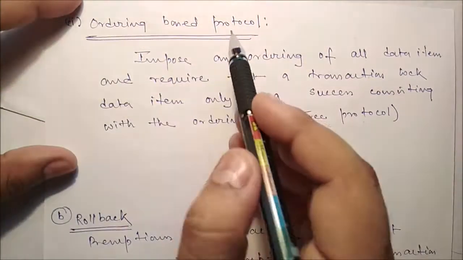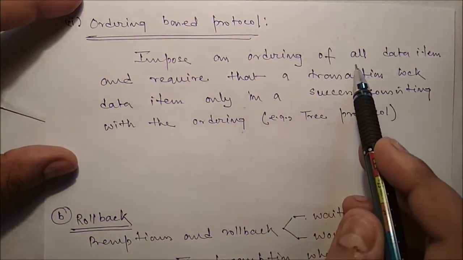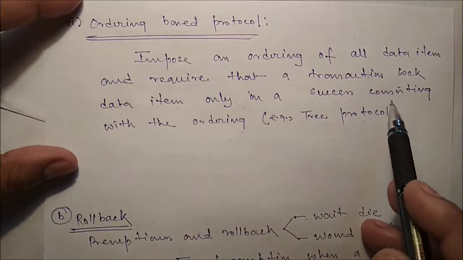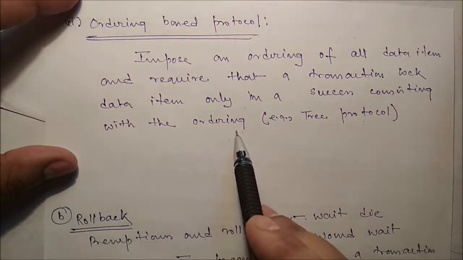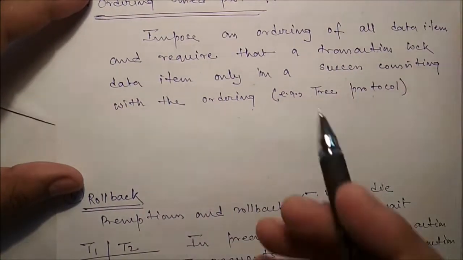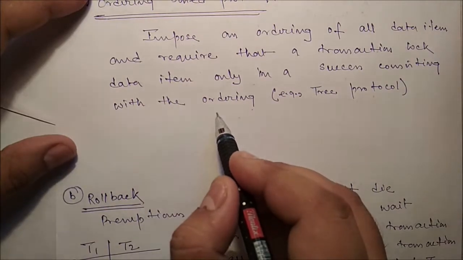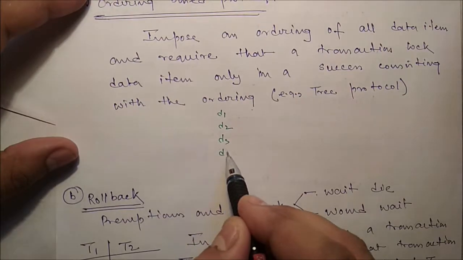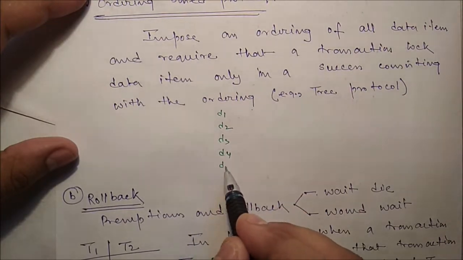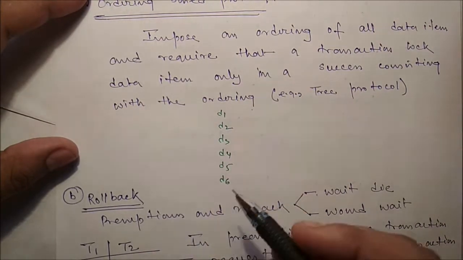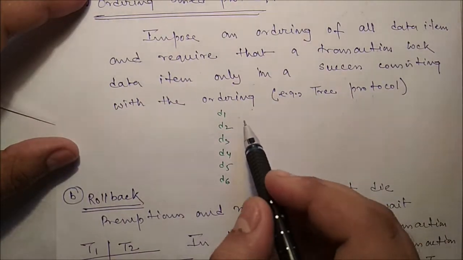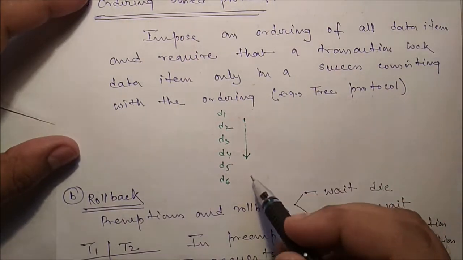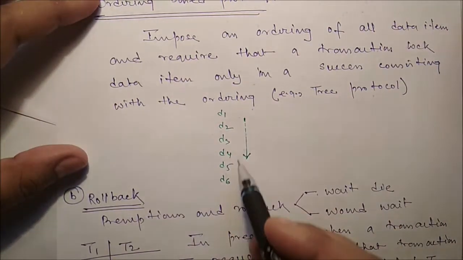Next is ordering based protocol. Here we impose an ordering on all data items and require that a transaction lock data items only in a sequence consistent with the order. For example, the tree protocol. Say that six data items are there: D1, D2, D3, D4, D5 and D6. This is the order. The data should be accessed in this ascending order.